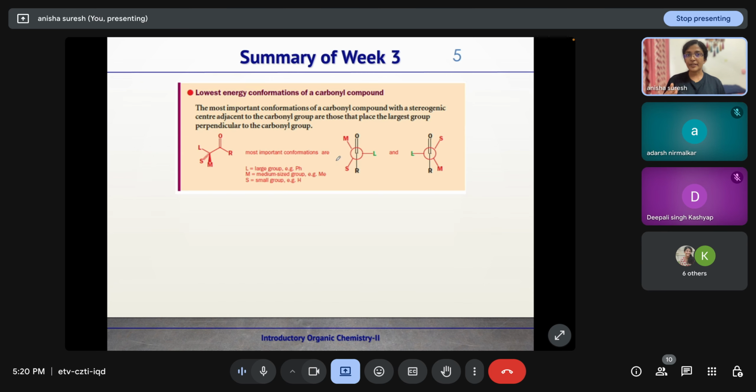Now if we have a stereogenic center adjacent to the carbonyl group, then how the stereochemistry of the product can be determined, that we will be discussing here. So this model is known as the Felkin-Anh model.